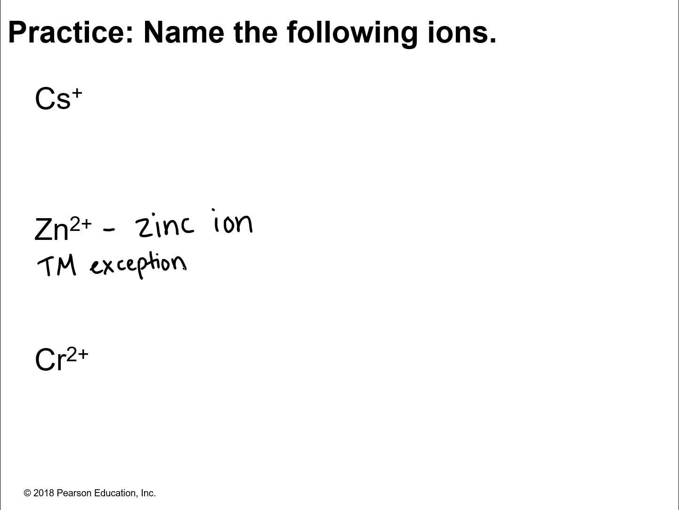When you're naming these ions, the metal ions, the question you want to ask yourself is, is it a transition metal? If yes, is it an exception? Those are the questions that will help you name these and know when to use the stock system and when not to.